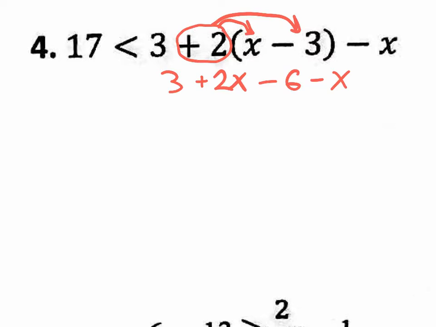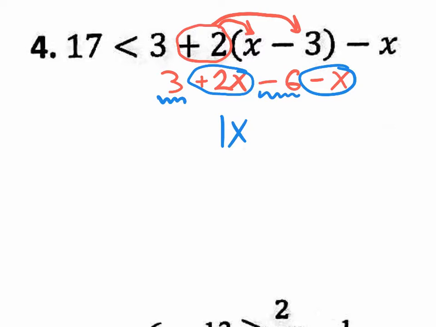What do you do after distributing to simplify? So when I combine the positive 2x with the negative x, Nayla, what do I get? 2x, take away 1x, what's that in your head? 1x, right? So we're going to have 1x. You don't even need to put the 1. And then when we do 3 minus 6 in our heads, what do we get, Nayla? Negative 3. Okay, so this is the entire right side of the inequality.